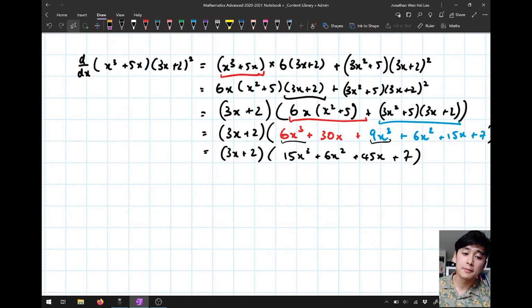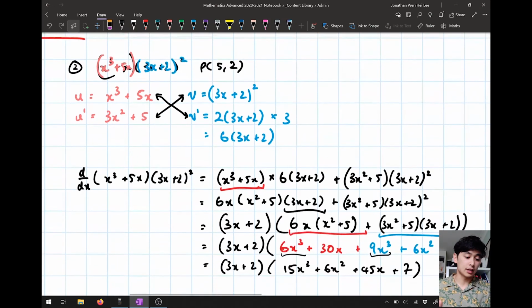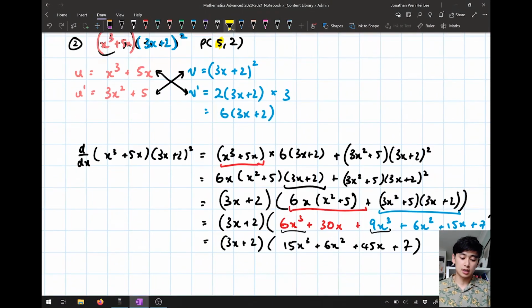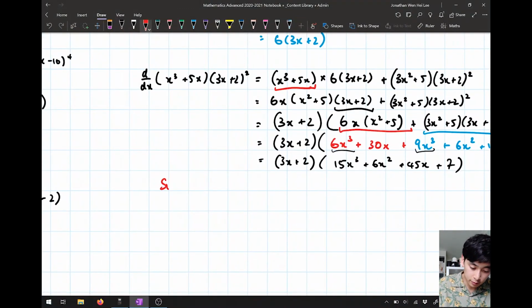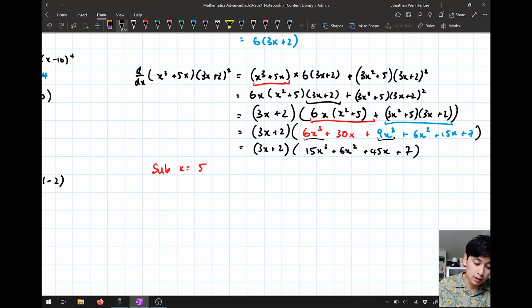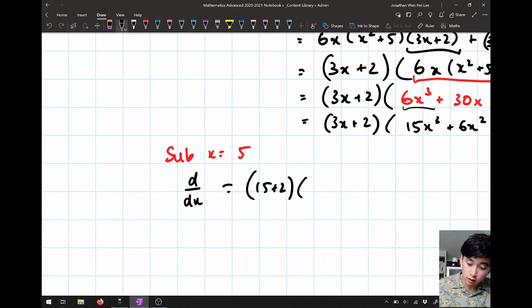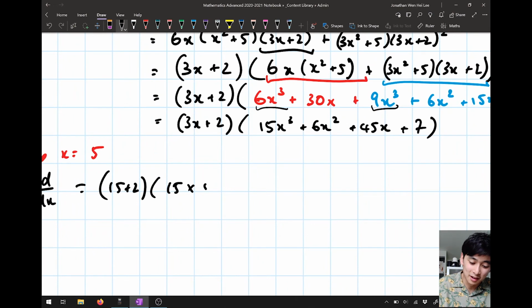Now once we've done that, what we want to do is find the tangent at the point p where x is equal to 5. I just need to substitute the x value at that particular point. So here, I'm just going to sub x is equal to 5. Okay, so this is where it gets a bit long. Sub x is equal to 5, so my derivative d/dx is equal to (15 plus 2) outside of, oh gosh, this is going to be a big number, times 5 cubed plus 6 times 5 squared plus 45 times 5 plus 7.